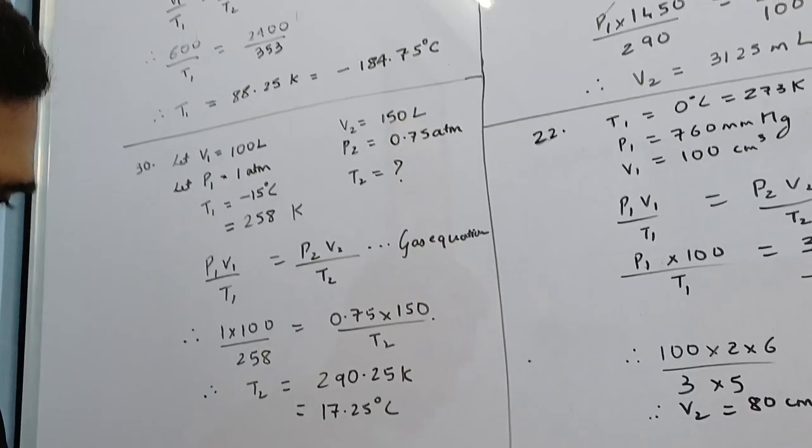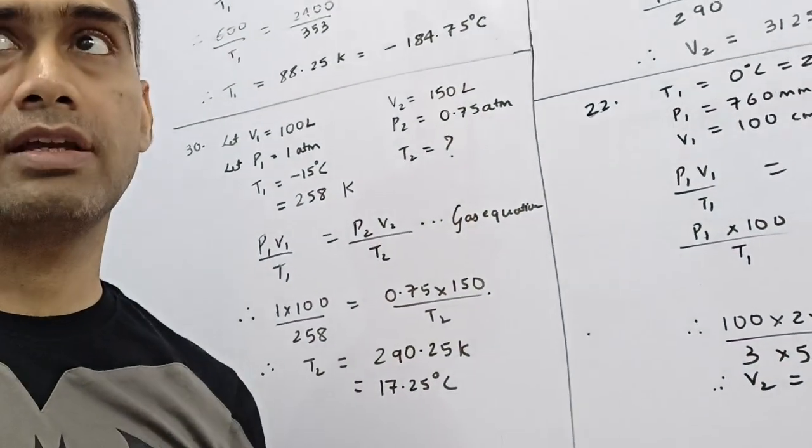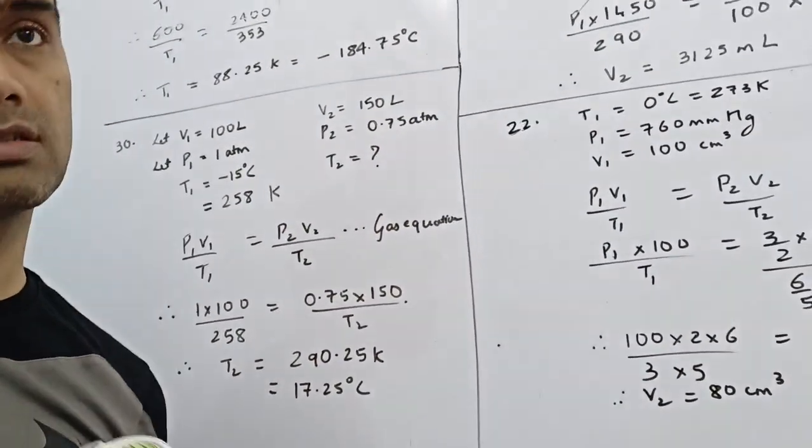30th sum. When a certain gas is heated, its volume increases by 50%. Whenever you heat something, it expands, its volume increases.